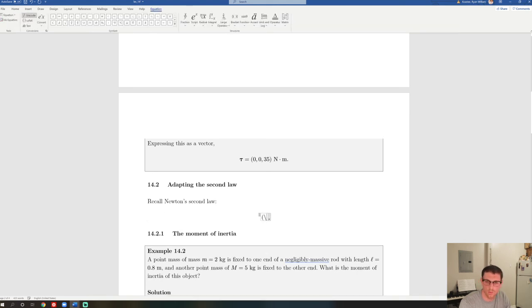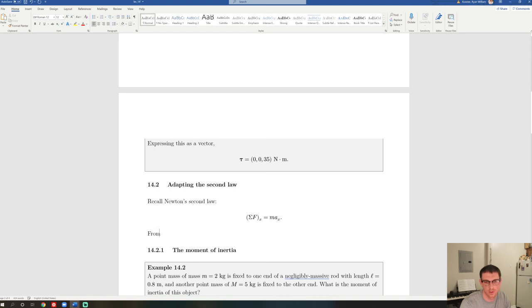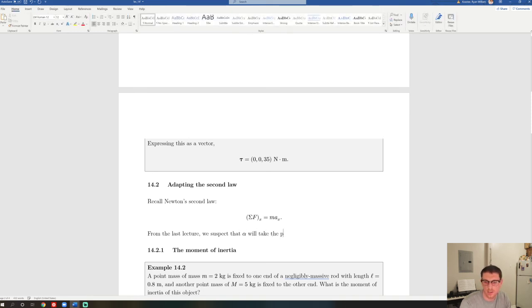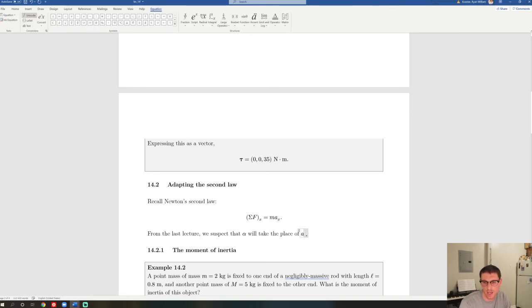And I'm going to do this in the one-dimensional case, as I think I've been doing. Of course, in its full generality, Newton's second law is a three-dimensional thing, but there's no harm in just focusing on the x direction. So, from the last lecture, we suspect that the angular acceleration, which was alpha, will take the place of the linear acceleration, which is just a sub x.